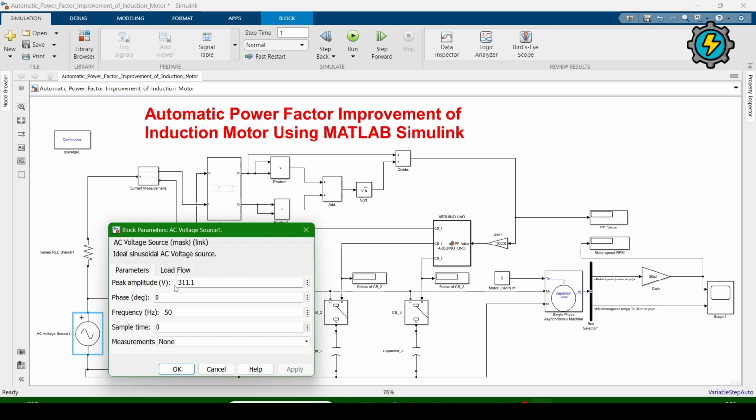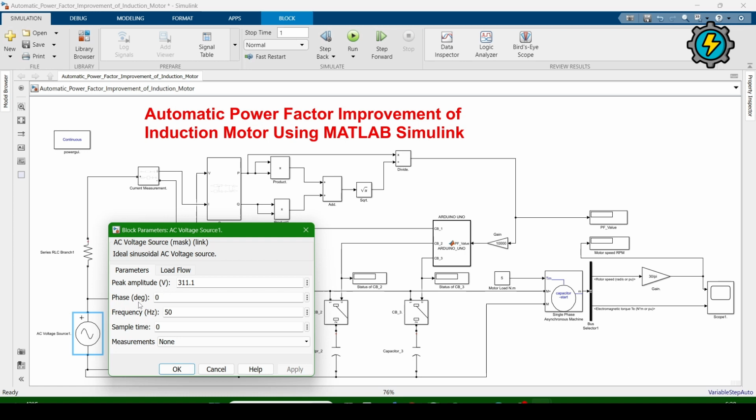Here, the peak amplitude is in volts, 311.1. In Pakistan or India, we are using 220 volt. So we will convert this 220 volt into peak, because 220 volt is basically an RMS value. So we multiply it with the square root of 2. Then it gives a value of 311. So that's why I give it 311, because it takes the amplitude peak value.